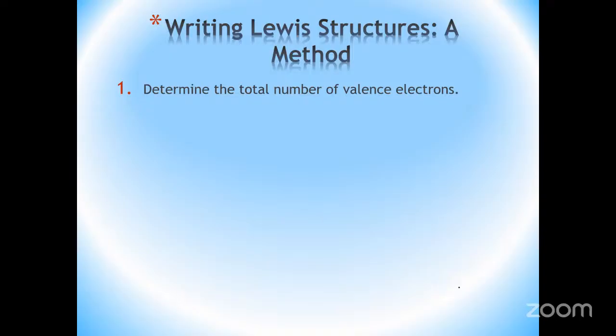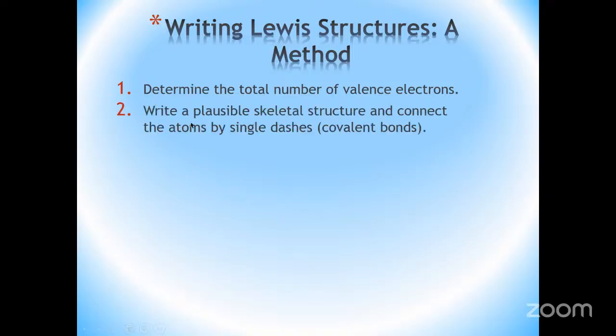Okay. All right. The first step is that we need to determine the number of valence electrons. That's very easy. All we have to do is go to the periodic table and look for the group numbers and add them up according to the formula. All right. Step 2, draw a plausible skeletal structure and connect them with single bonds or single dashes. All right. So you need to keep an electron count while you're doing this.